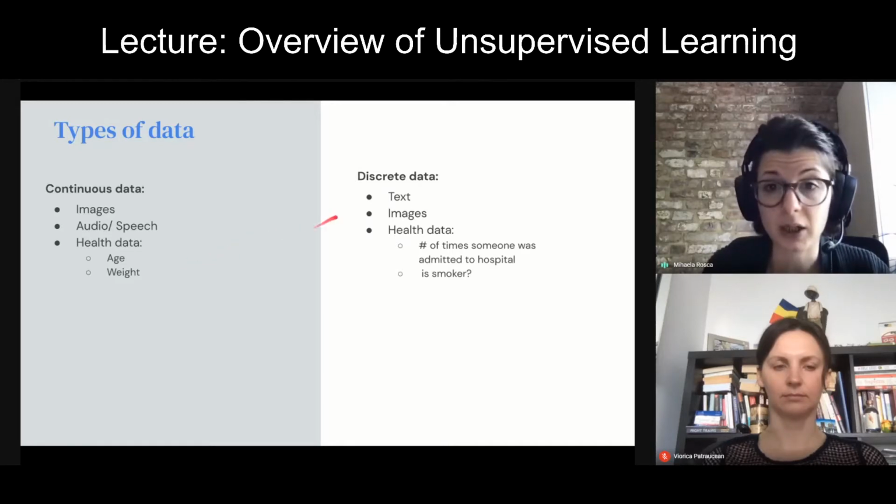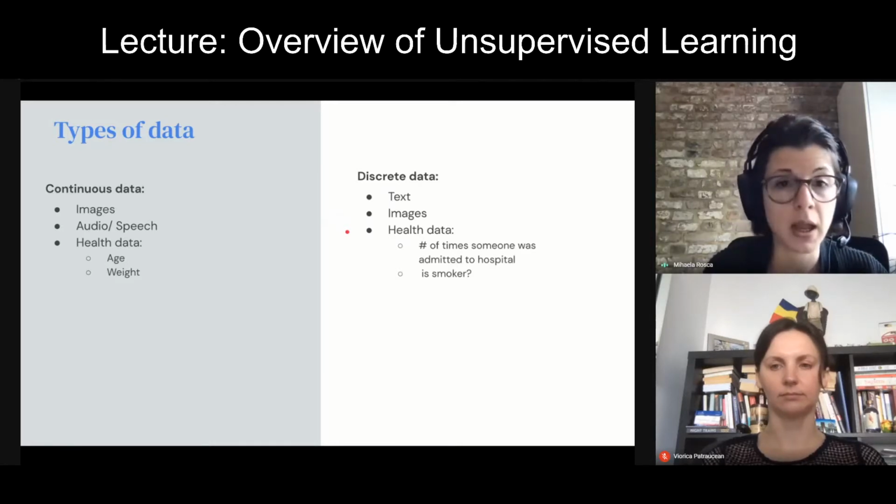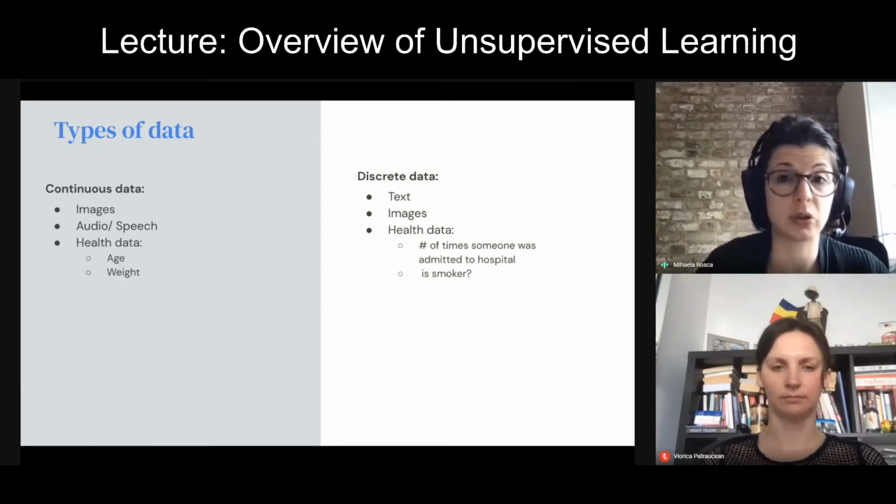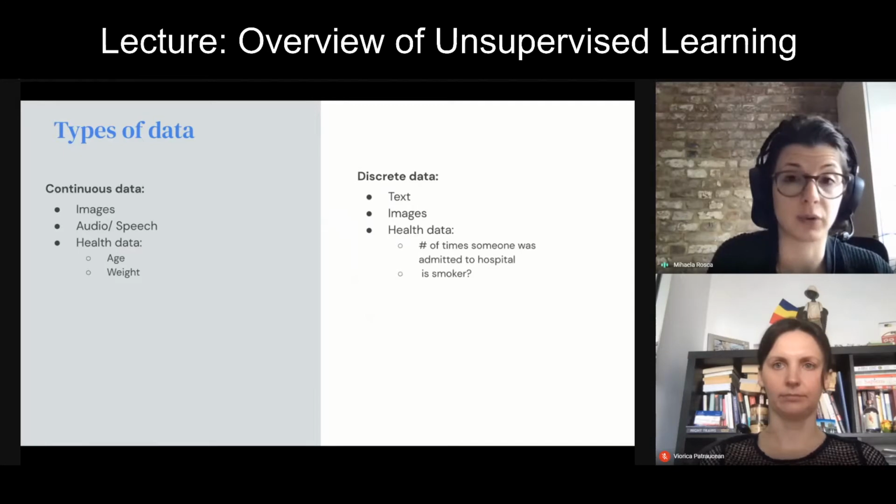Some types of data are more inherently discrete than others. So for example, text is quite discrete. But again, even before you start looking at the algorithms, you also have to start looking at the data and figure out which way you want to model it.